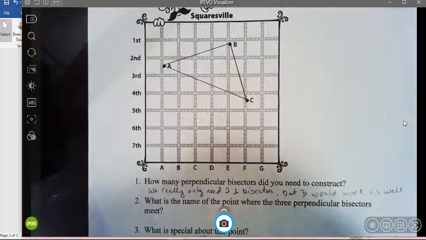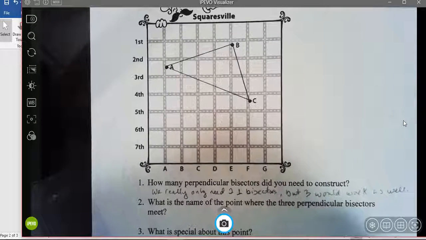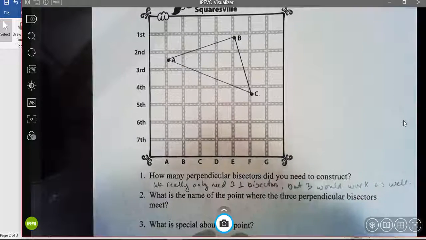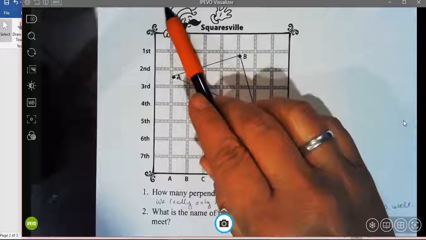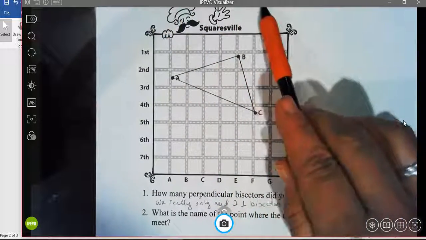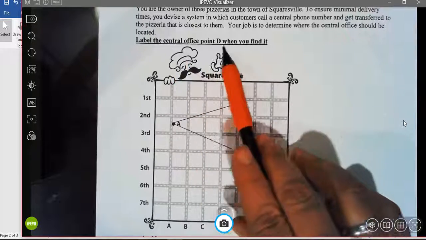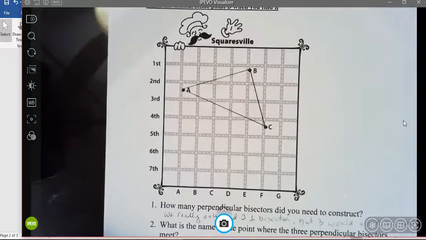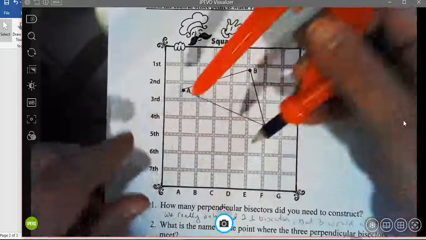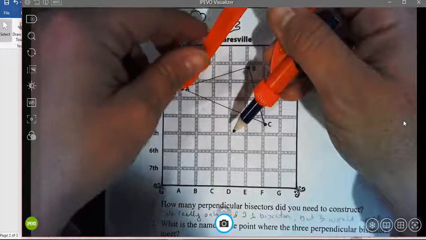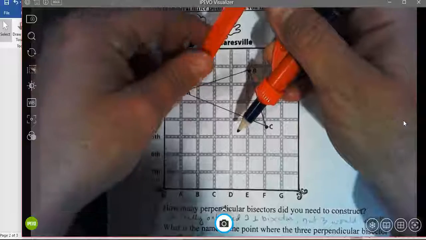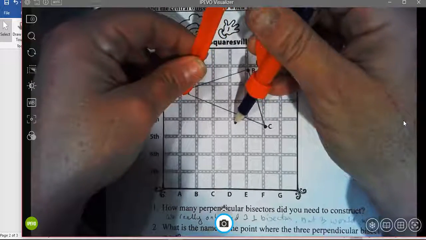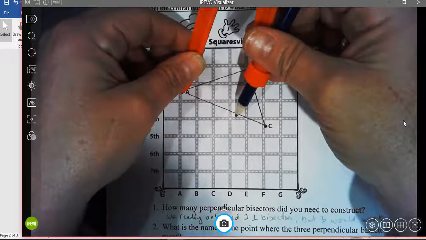So let's go ahead and construct our perpendicular bisector. Notice it also says label the central office point D when you find it. Okay, so let's go ahead and find this place. Remember, to construct a perpendicular bisector, we're going to use the 2 endpoints of our line segment. Okay, and we'll just go a little more than halfway, and you can just eyeball that if you want to.